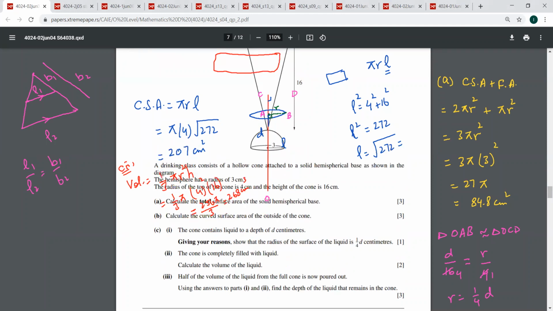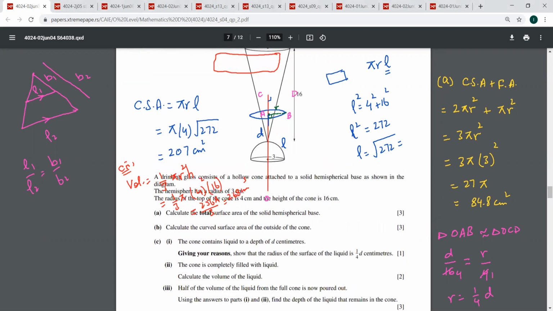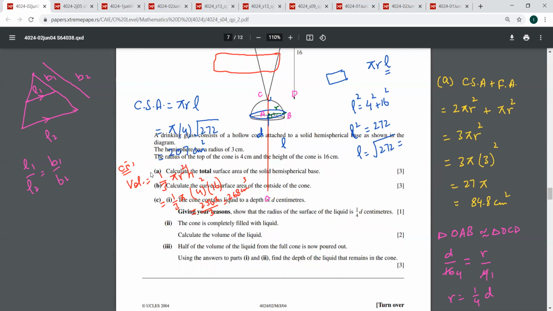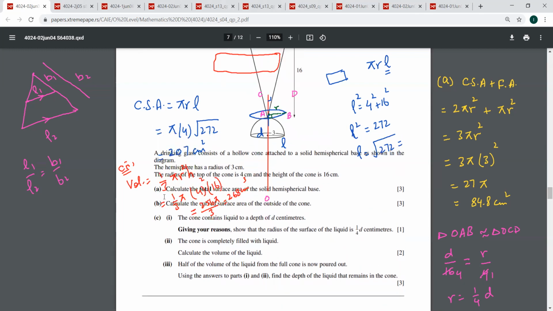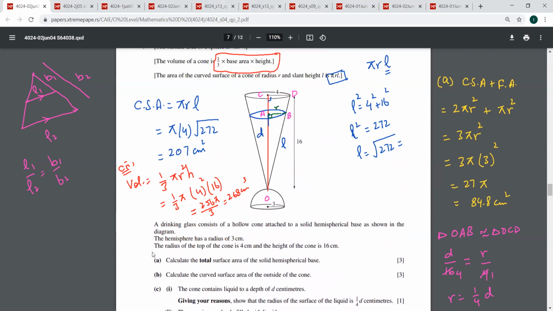Okay, once again, bacho, it's a question from similarity. You see, it says half the volume of the liquid from the full cone is now poured out. Okay, half the volume is poured out. So we have to tell how much is the depth of the liquid now. So can we say that the volume is now, what is half of 268?